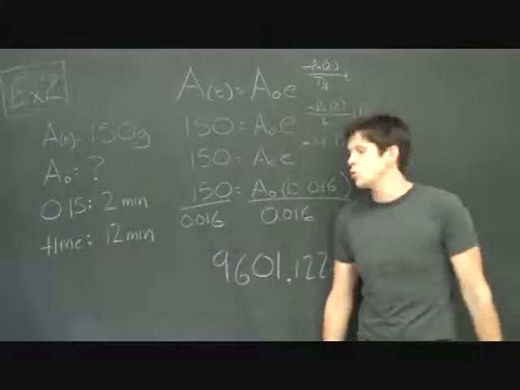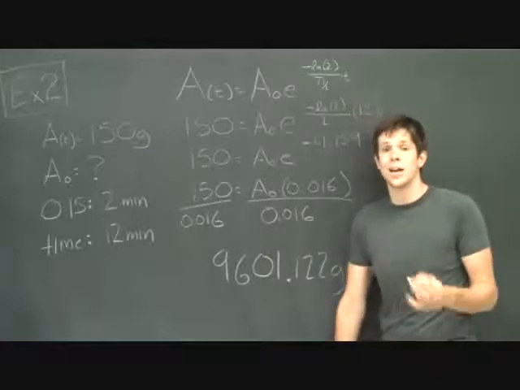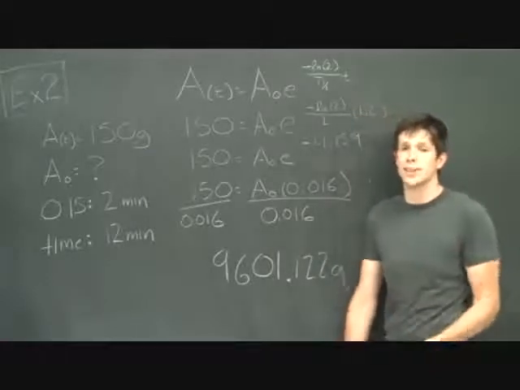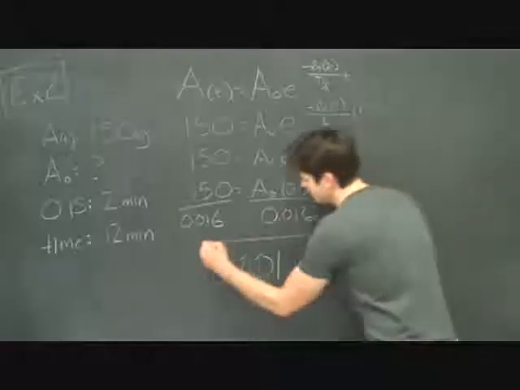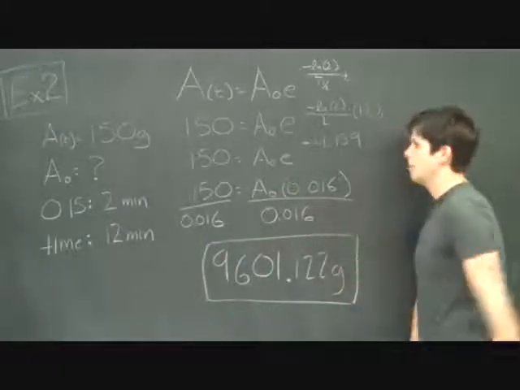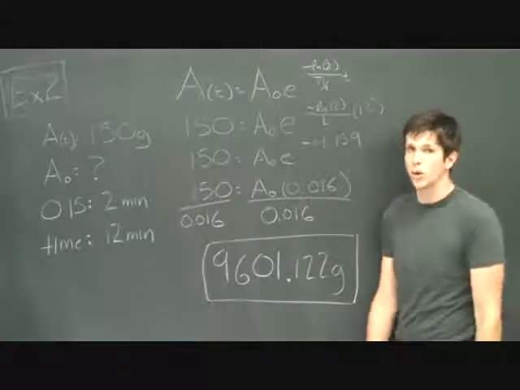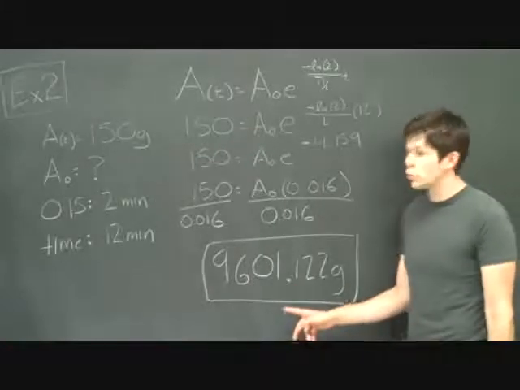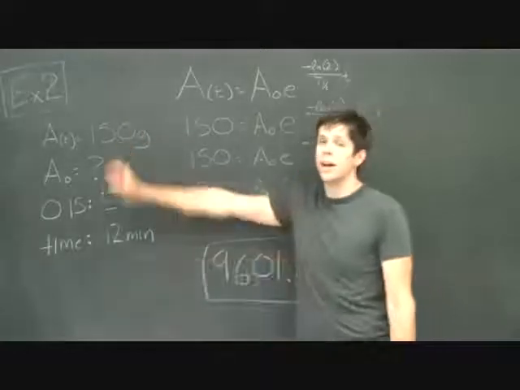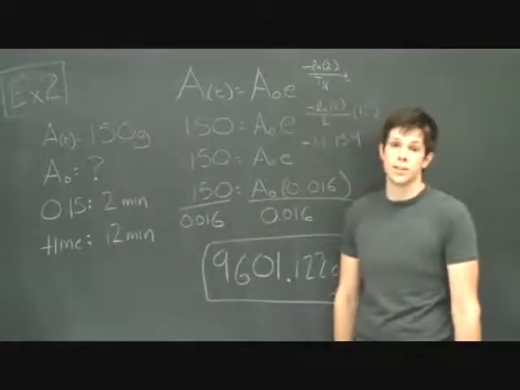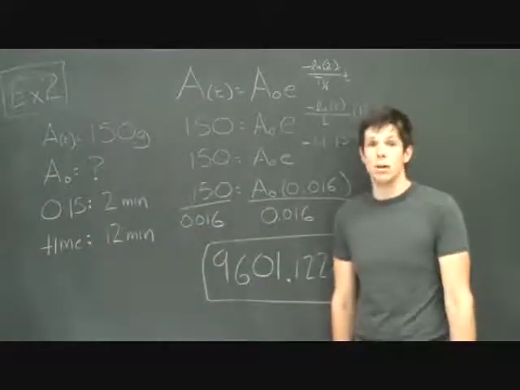So, 12 minutes ago, when our isotope was over at the cyclotron, they had made 9,601.122 grams of oxygen-15. By the time it took the 12-minute journey to get packed up and moved across the street, it had already decreased down to 150 grams of oxygen-15. And that is the power of the half-life.